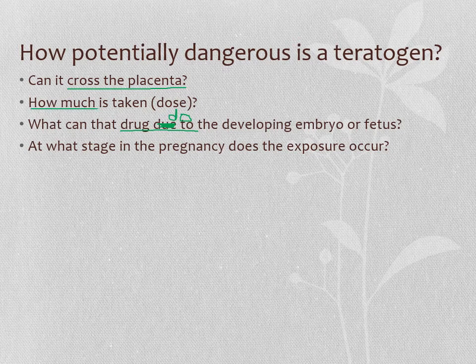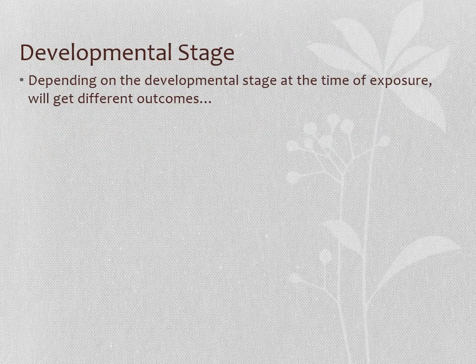So in toxicology, they often say the dose makes the poison, right? You know this. If you have half a glass of wine, that's very different from having 5 glasses of wine, right? So the quantity at which the substance is taken is also important. And then unique to teratology, which is the study of teratogens, is at what stage in the pregnancy does the exposure occur? So this is often called the developmental stage.